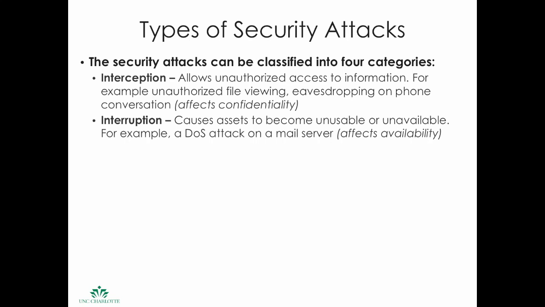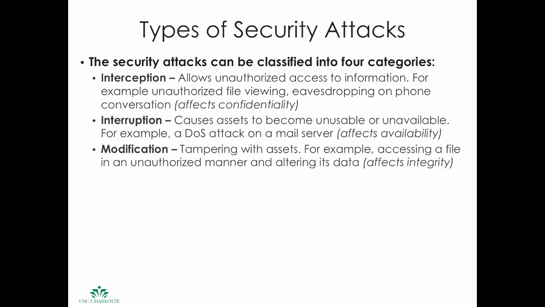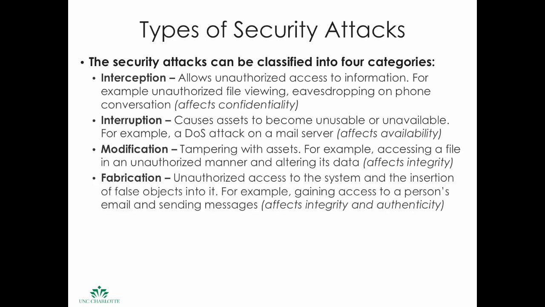Interruption attacks cause assets to become unusable or unavailable. For example, a denial of service attack on a mail server. These attacks primarily affect the availability of information. Modification attacks tamper with our asset. For example, accessing a file in an unauthorized manner and altering its data. These attacks primarily affect the integrity of our information.